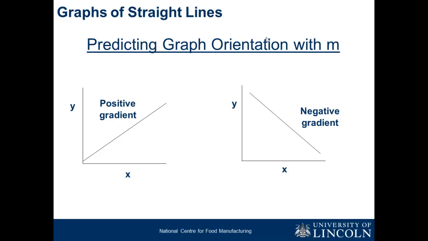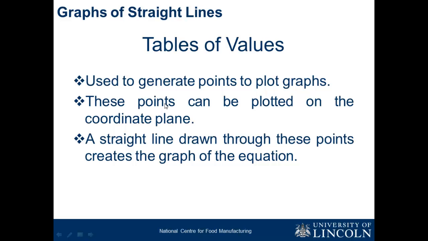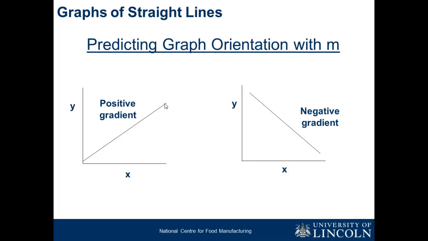Now, predicting graph orientation with m. With your m, with the slope of your graph, if you know the value of your m, if it is positive or negative, you can actually predict the orientation of the graph. Now, the one you have on your left is a positive gradient, and the one you have on your right is the negative gradient. Now, how do you know this? How can you easily remember this? This is like using your right hand towards your left hand side.